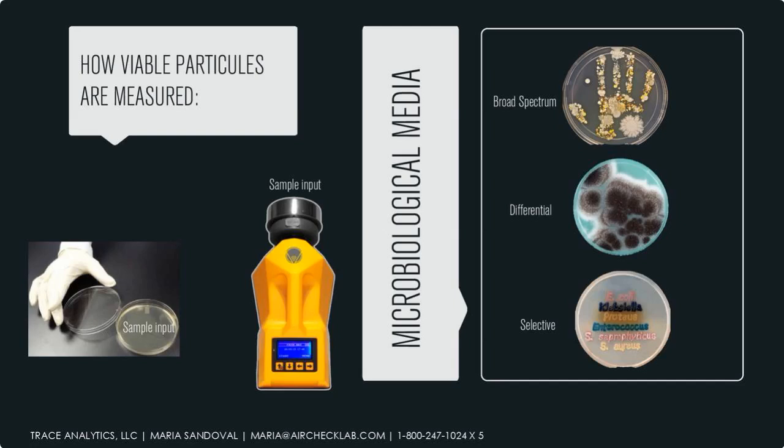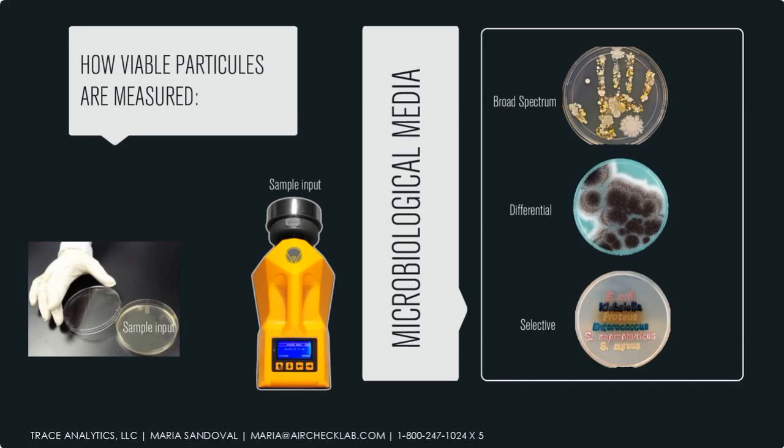Then you have something called selective media. These are recipes in the gelatin that only allow certain types of organisms to grow based on their metabolic processes. So E. coli, in this case, on the plate on the right, would grow pink. Klebsiella would grow this dark blue. Proteus, which is a swarmer.